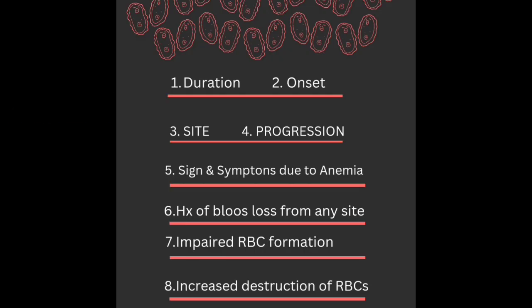In the HOPI of pallor, this scheme will cover all the diseases in which a child presents with pallor. First of all, ask about the duration, then onset, site and progression. Then ask if signs and symptoms due to anemia are present. Then take history of blood loss from any site of the body. Then dig out the diseases with impaired RBC formation. Also take history of diseases with increased destruction of RBCs. Those are basically hemolytic anemias of different types.